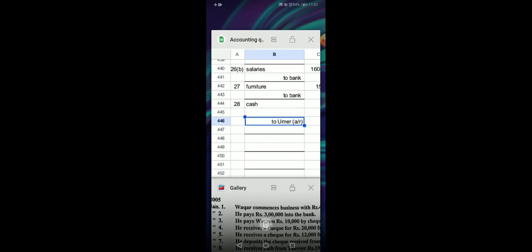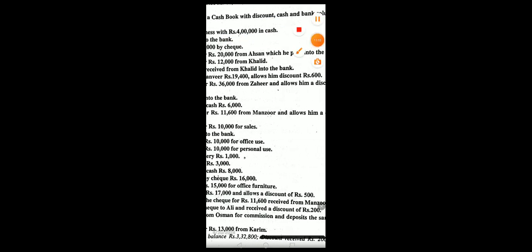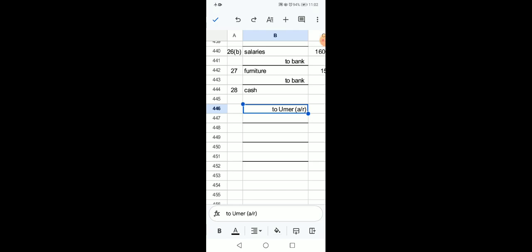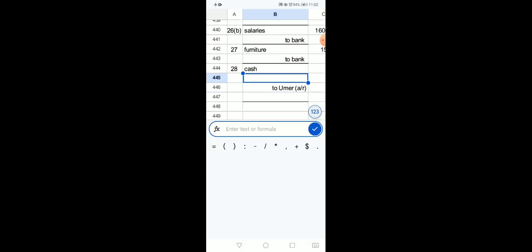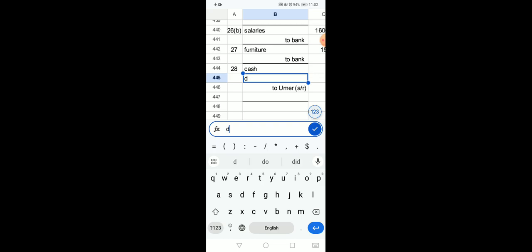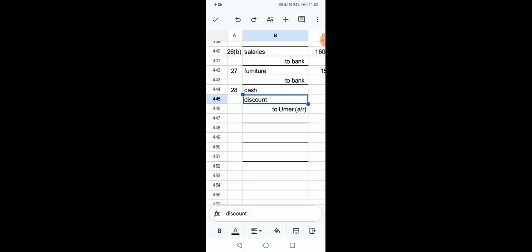But in entry number 28 we are in, he is saying discount is also involved over here. Allows him discount. The word "allow" is very important. When you are allowing discount, it means you are giving the discount. If you are giving discount, it means it's your burden, it's your expense. Expenses should be mentioned on the debit side, so you will write discount on the debit side. This way the entry has been completed.